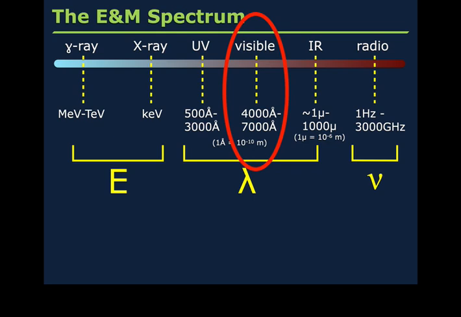And if we go to longer wavelengths into the IR, we still talk in wavelength. We often make our lives easier by switching from units of angstroms to units of microns. So a micron here is 10 to the minus 6 meters.